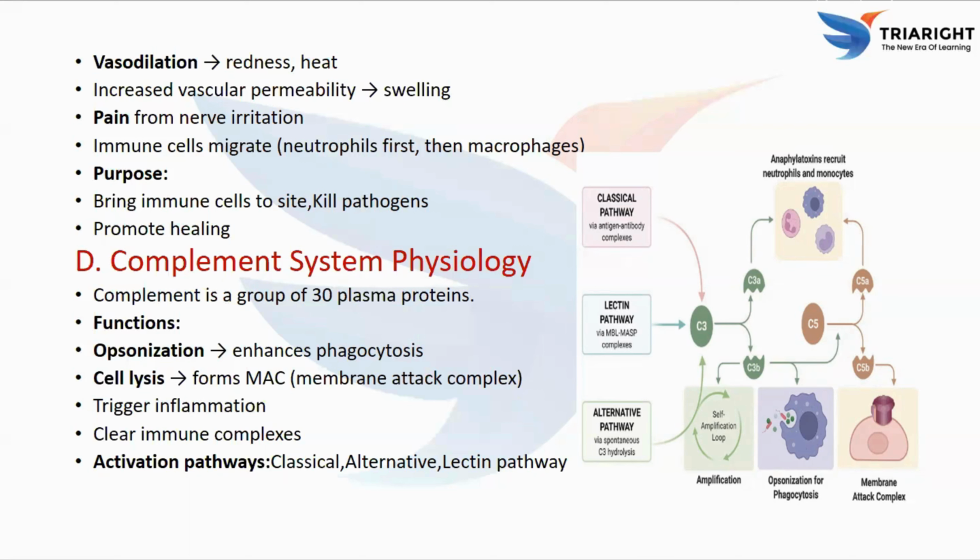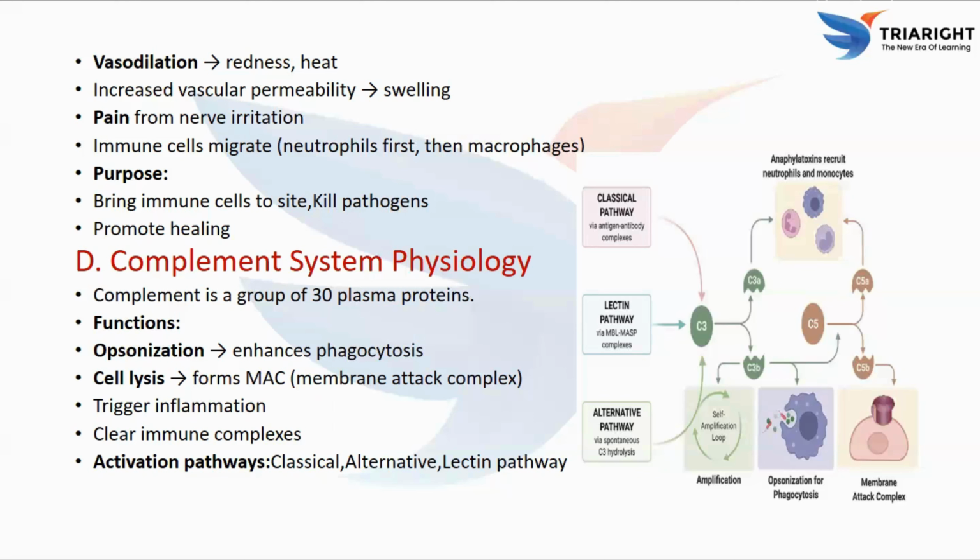The first one is opsonization, tagging the enemy. C3b coats the pathogen surface. Phagocytes have receptors for C3b. So this makes phagocytosis much faster and easier.